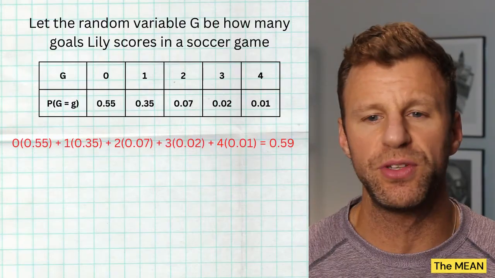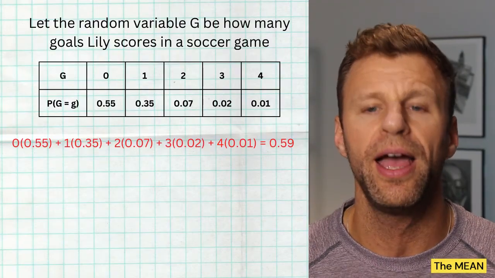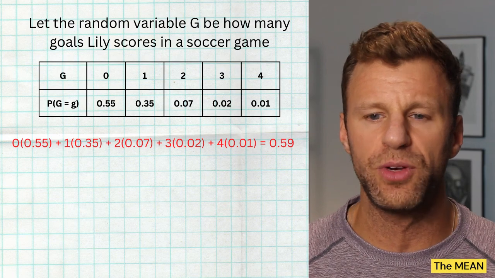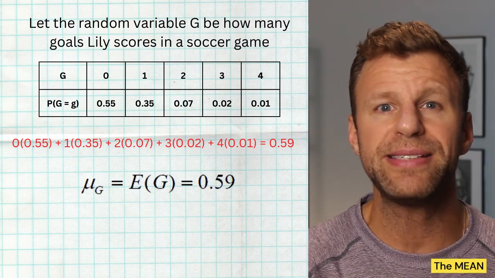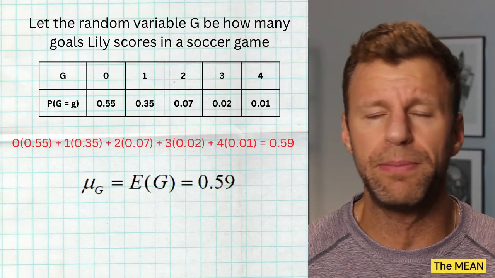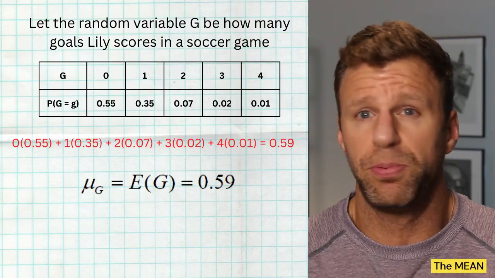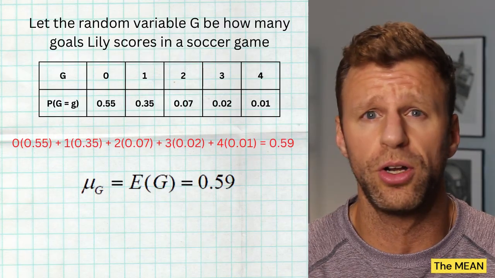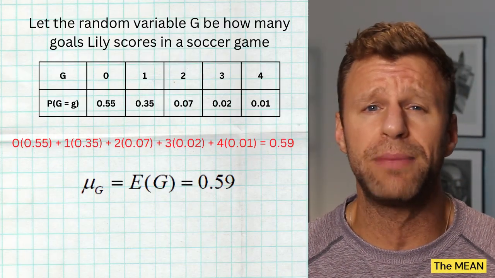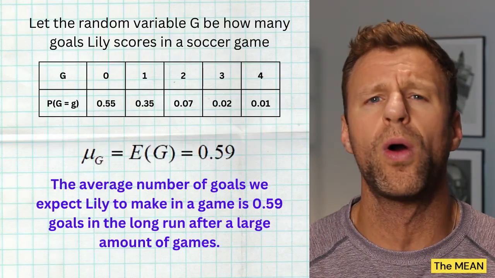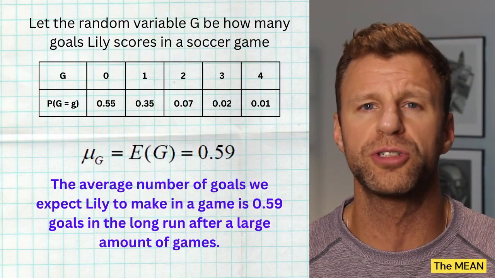All right, let's look at an example of how we can actually do this for a specific problem. Let's go back to random variable g, how many goals Lily scores in a game. So if we take each outcome times its probability and add them all together, we get a final result of 0.59. Now, what does that 0.59 mean? That means in the long run, if Lily were to play many soccer games, and every time she plays a soccer game, Lily records in her journal, hey, I scored 1 goal, 2 goals, 0 goals. In the long run, after many games, she expects to score an average of 0.59 goals per game.